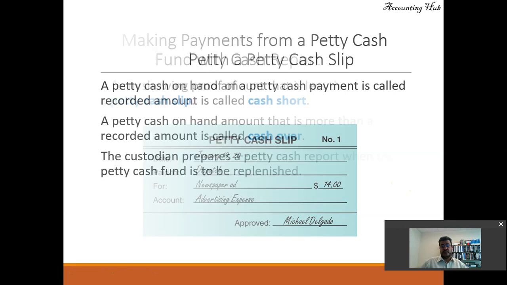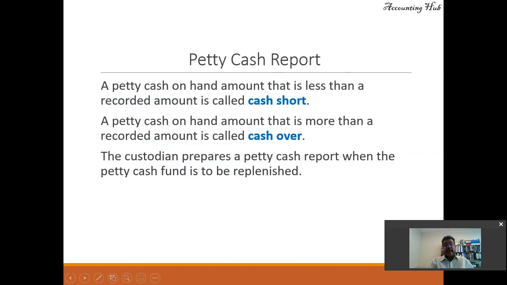And how do we report it? A petty cash on hand amount that is less than the recorded amount is called cash short. A petty cash on hand amount that is more than the recorded amount is called cash over. Sometimes you get change in coins and you lose it, so you will be short. Sometimes you will be over. You just found some lost coins and you will be over.